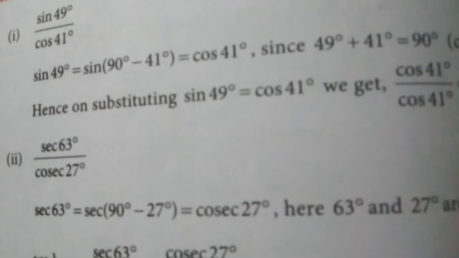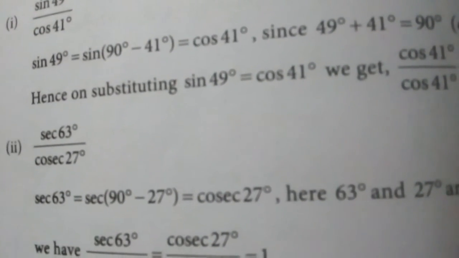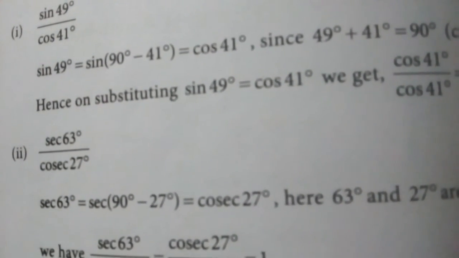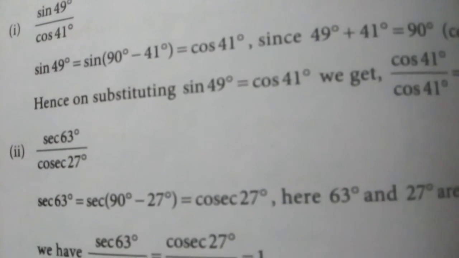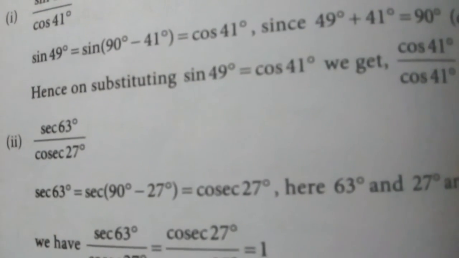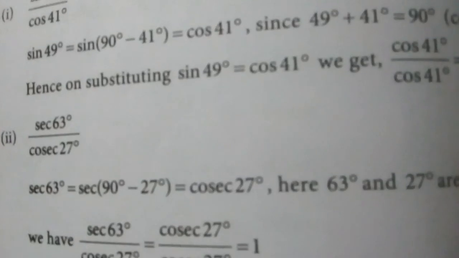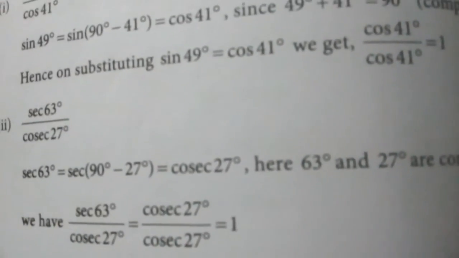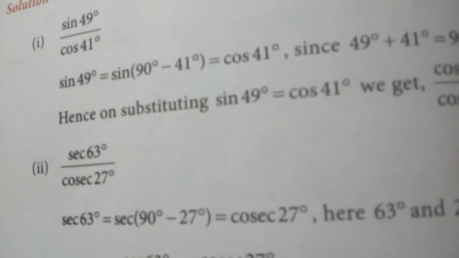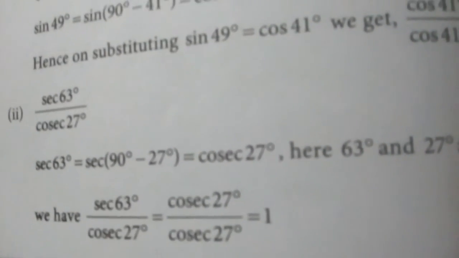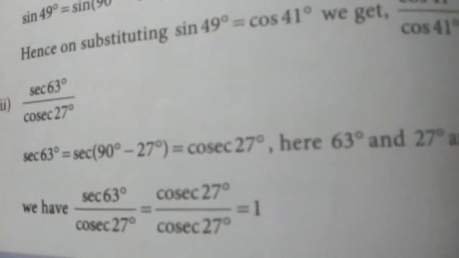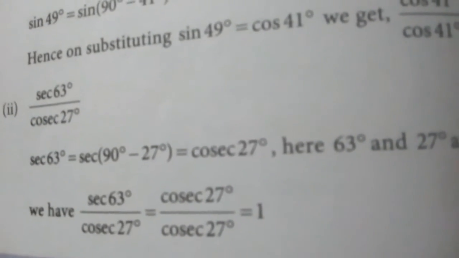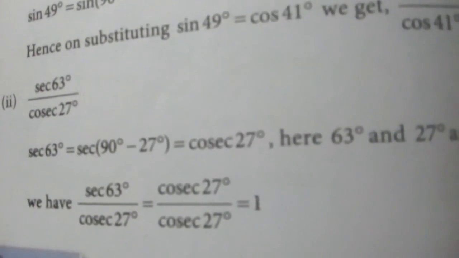The second question, secant of 63 degrees by cosecant of 27 degrees. Okay, so secant 63 can be written as secant of 90 minus 27. Secant of 90 minus theta is cosecant theta. So cosecant 27. Numerator and the denominator have the same value. The numerator is cosecant 27, and the denominator already is cosecant 27. So I can cancel and get the answer to be 1. So that completes this. Thank you.